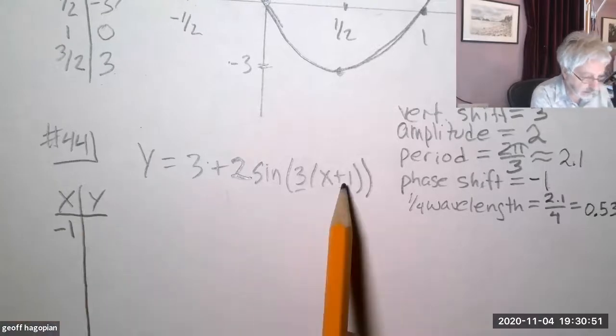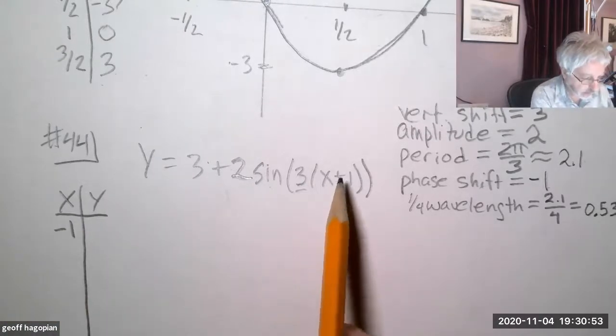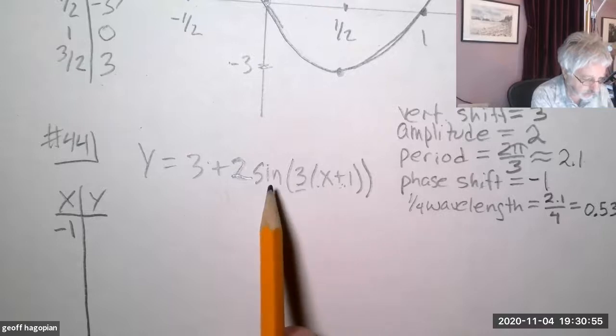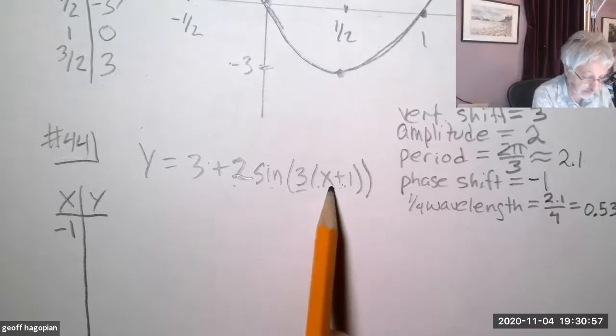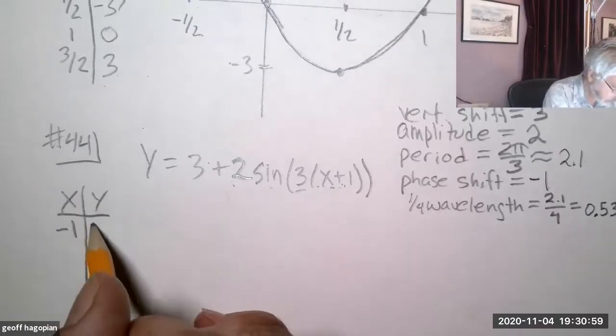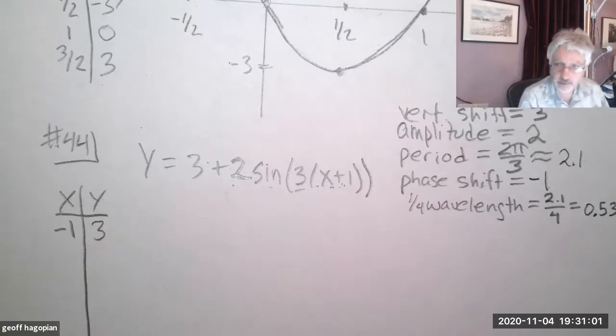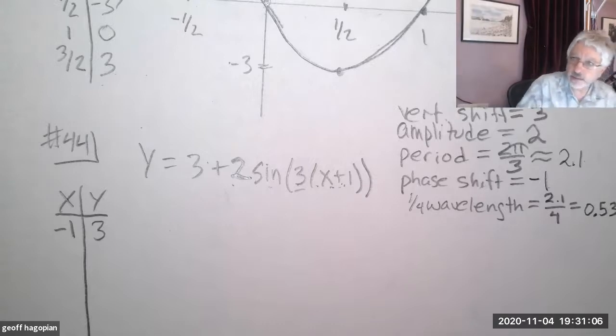So if x is -1, this is sine of 3 times 0, which is sine of 0, which is 0, and 2 times 0 is 0. That's a lot of zeros. But 3 more than 0 is 3. So we're up here at 3, right? Let me put this aside here. Okay.